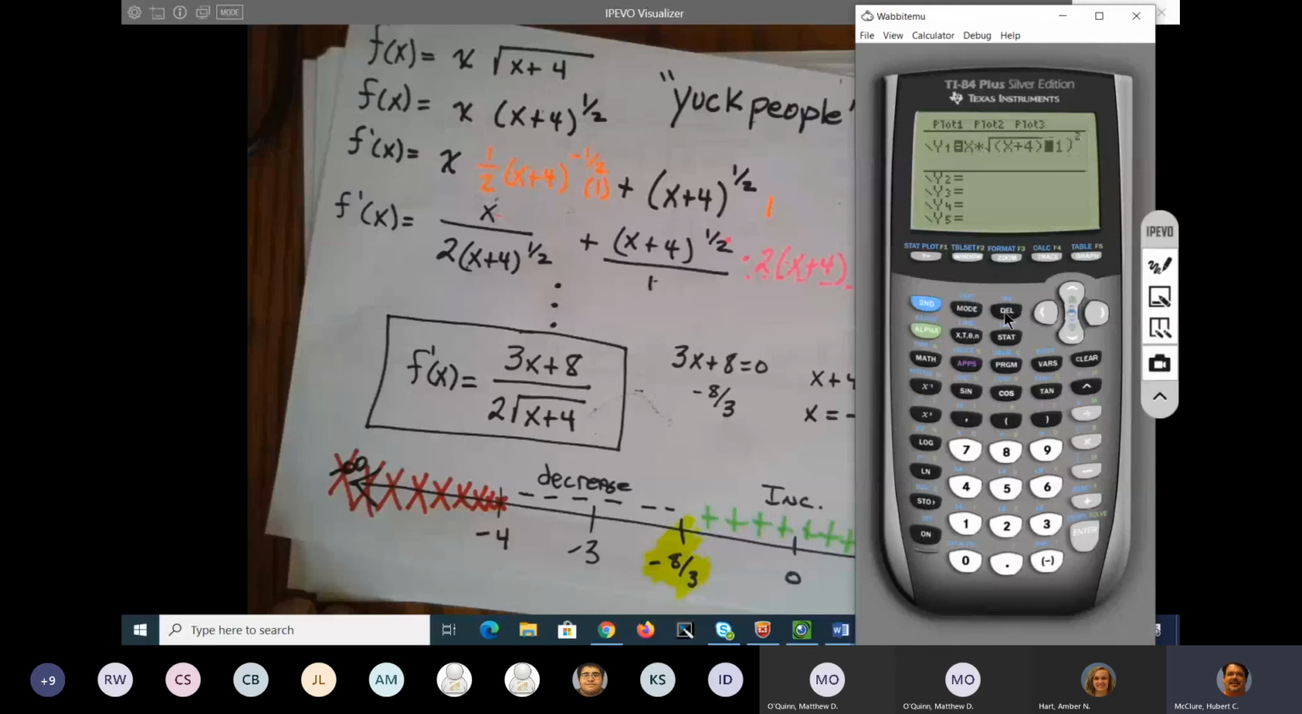Delete, delete, delete. Now it's working. There. Gotta hit delete one more time. Dadgummit. Graph. Look there. It's a miracle.